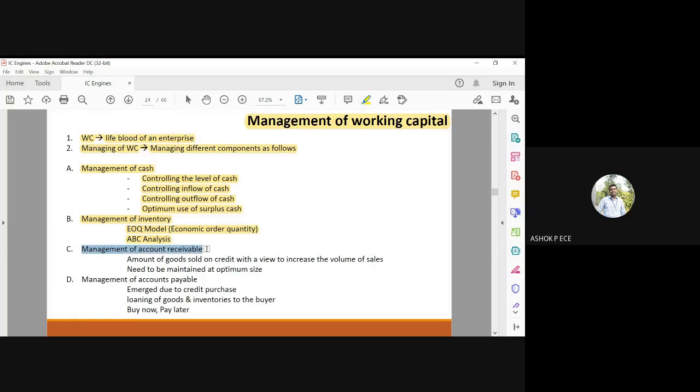Management of accounts receivable. This is the amount of goods sold on credit with a view to increase the volume of sales. So you are increasing the volume of sales, and you are not getting money immediately after the sales. You are selling the goods on credit. You are not selling the goods with a view of making money immediately, but with a view of increasing the volume of sales. It needs to be maintained at an optimum size.